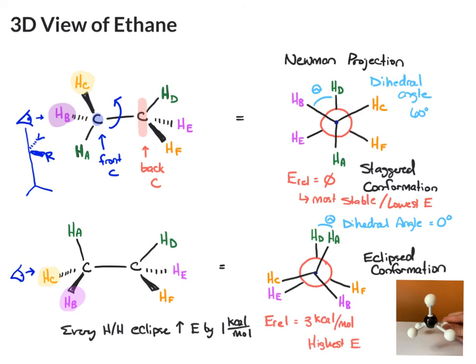What we've actually drawn here are the two extremes, the lowest energy conformation and the highest energy conformation. There's an infinite number of other conformations going from here to here where you can think about just incrementally moving or rotating this front carbon, going from here to here. We can't analyze every single conformation, so what we try to do is look at the extremes.